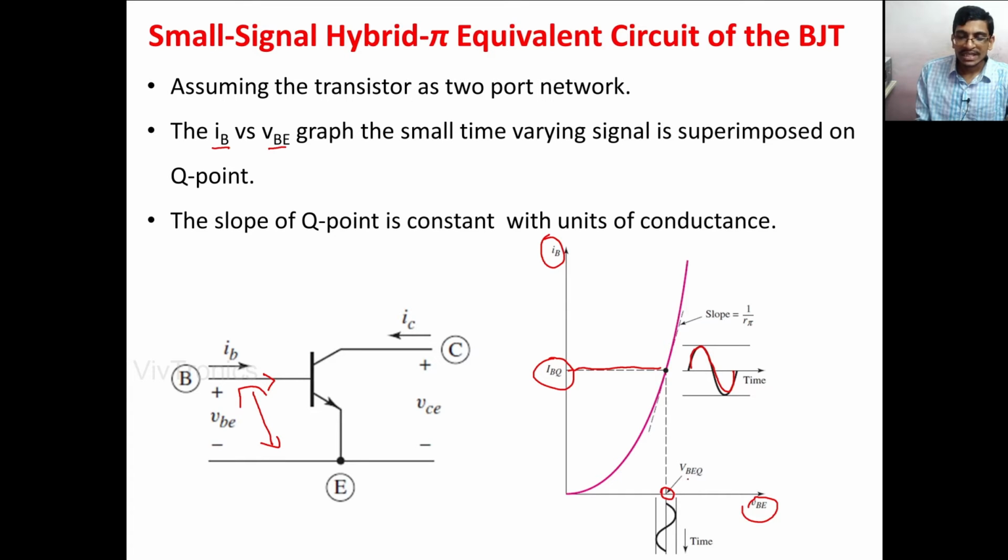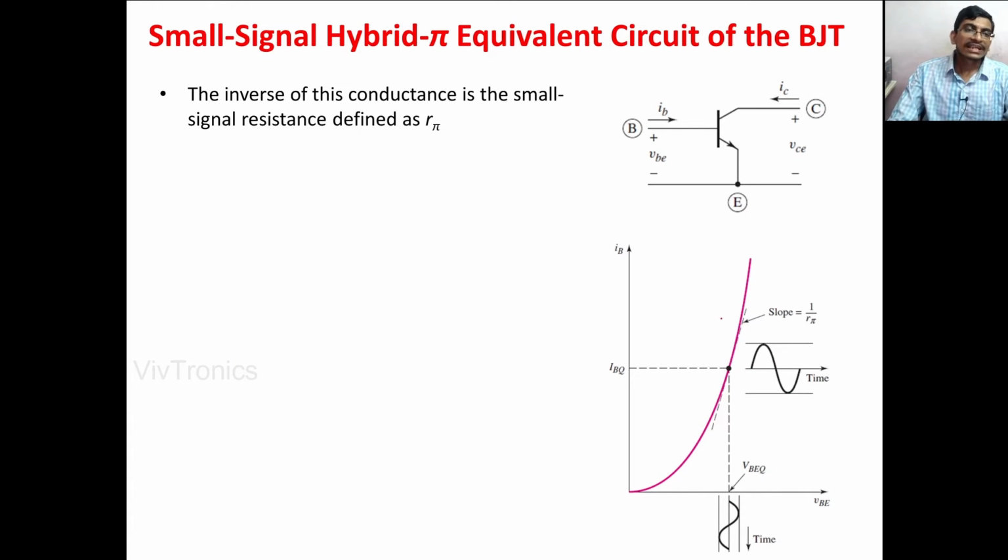The slope at the Q point is constant and has the units of conductance. So here the Q point slope is given by 1 by R pi, where R pi is the resistance and 1 by R pi is the conductance, which is the slope at the Q point. Therefore, the inverse of the conductance can be treated as a small signal resistance R pi. So R pi is the small signal resistance at the input side of our transistor. This resistance is available between the base and emitter of our transistor, and it is called R pi.